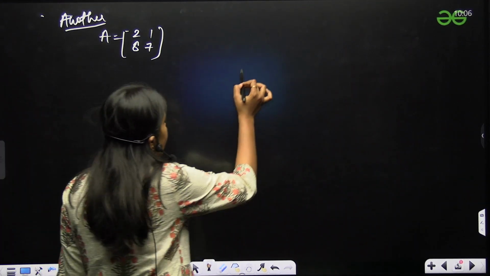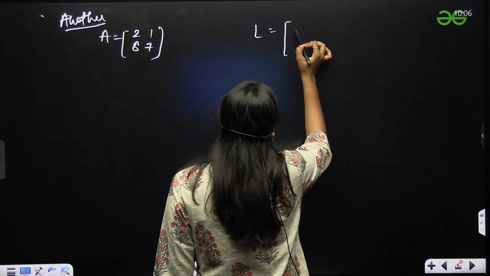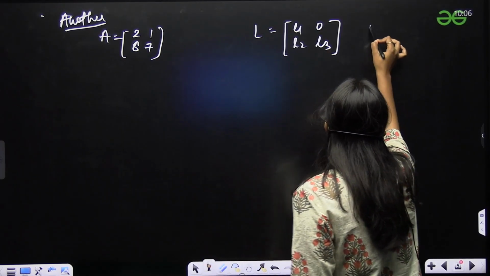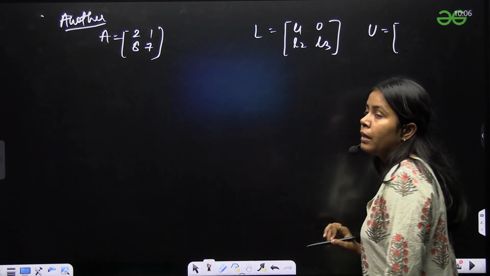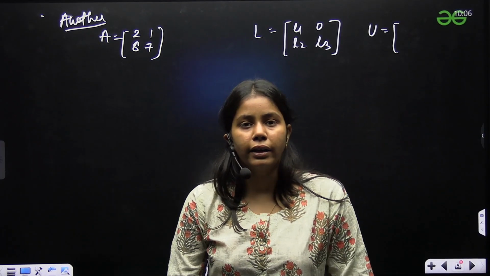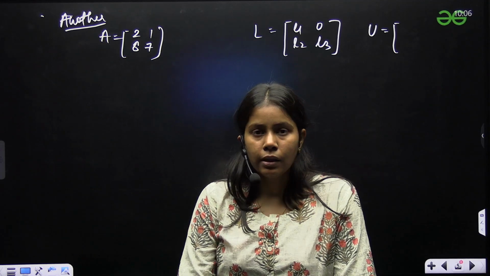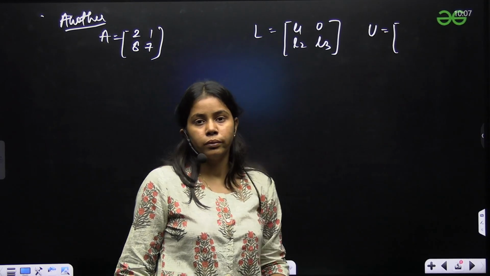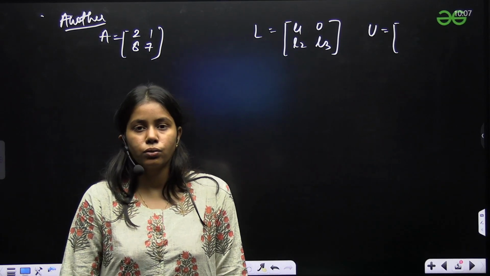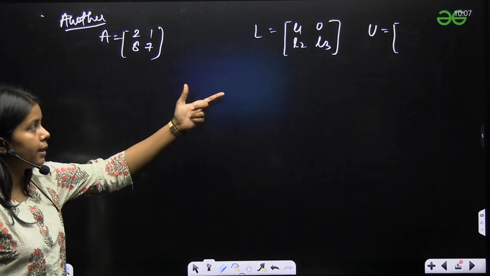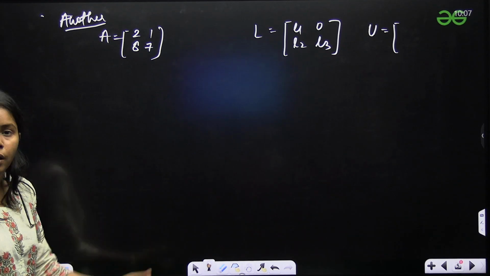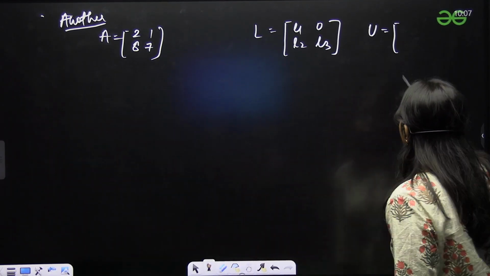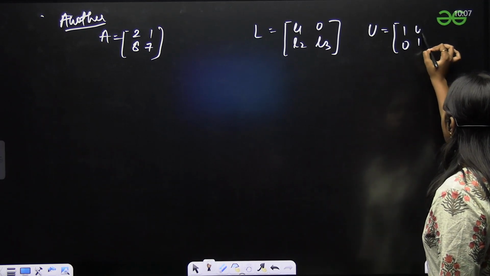Let's suppose the L matrix is L1, 0, L2, L3, and for the U matrix, I'll take the diagonals of U as 1. If you are not taking the diagonals of U or L as 1, then you are not able to solve it. If you took U1, U2 at the diagonals, you would not be able to solve it. Why? Because you would have 6 variables and the number of equations would be 4, so you are not able to find those values. So it would become 1, U1, 0, 1.